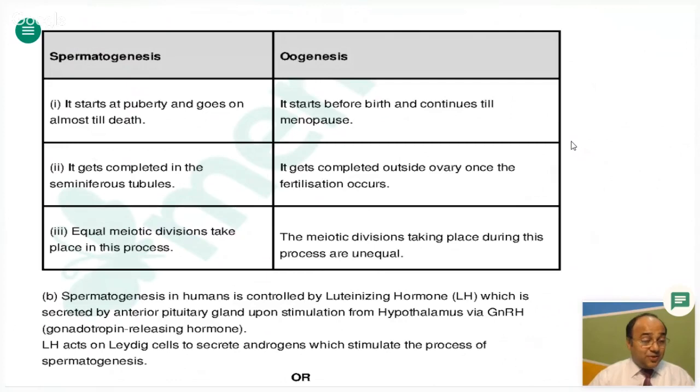So some of the differences between spermatogenesis and oogenesis, that is what we have to mark in the next question solution. And of course, the differences we all have listed down over here, right? So I guess that is it with our set three of the Delhi region.